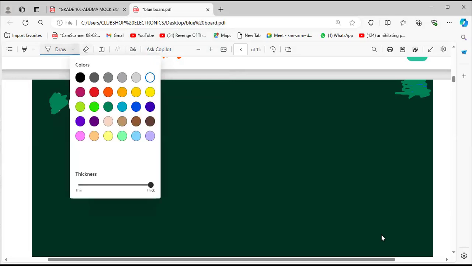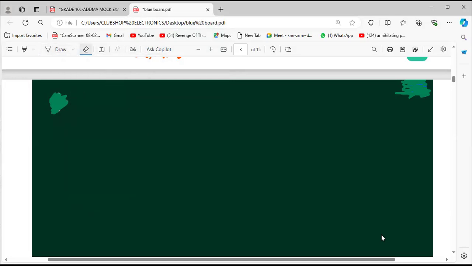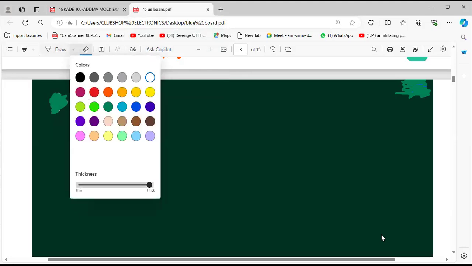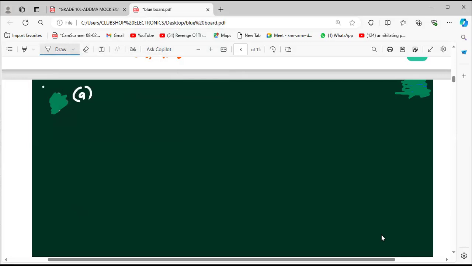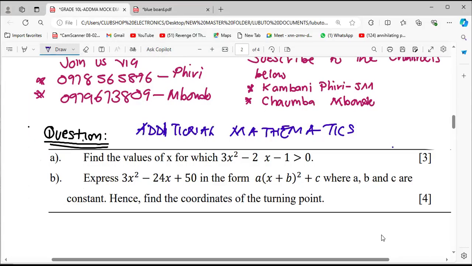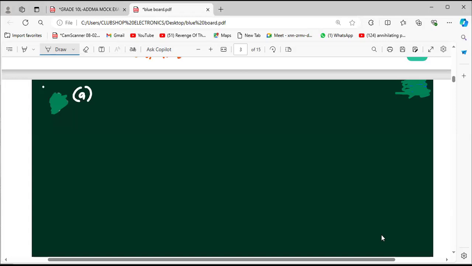So the first question that we have is A. What do we have? We want to find the values of x for which 3x to the power 2 minus 2x minus 1 is greater than 0. So we want the values of x that should satisfy this inequality, all right?